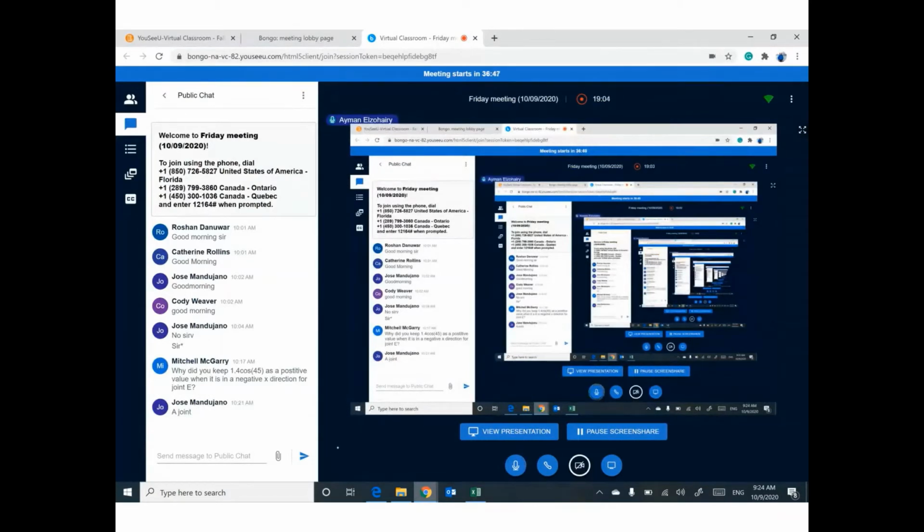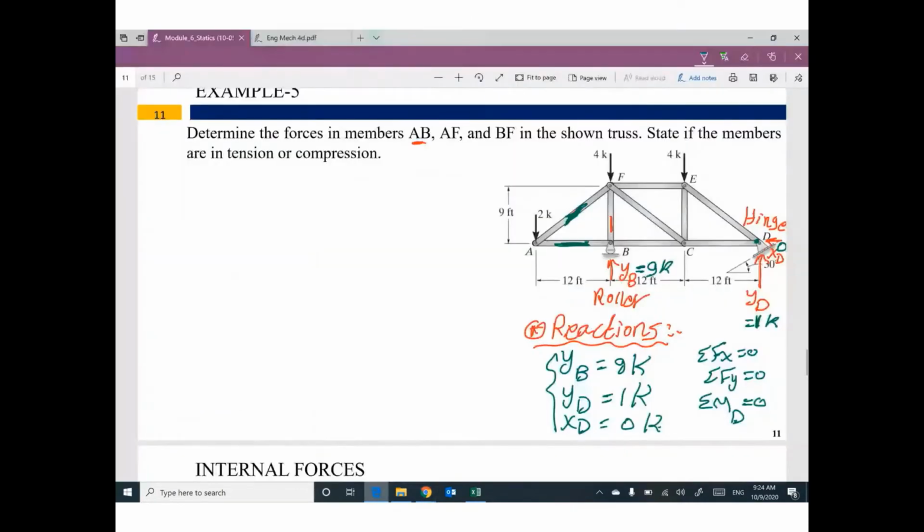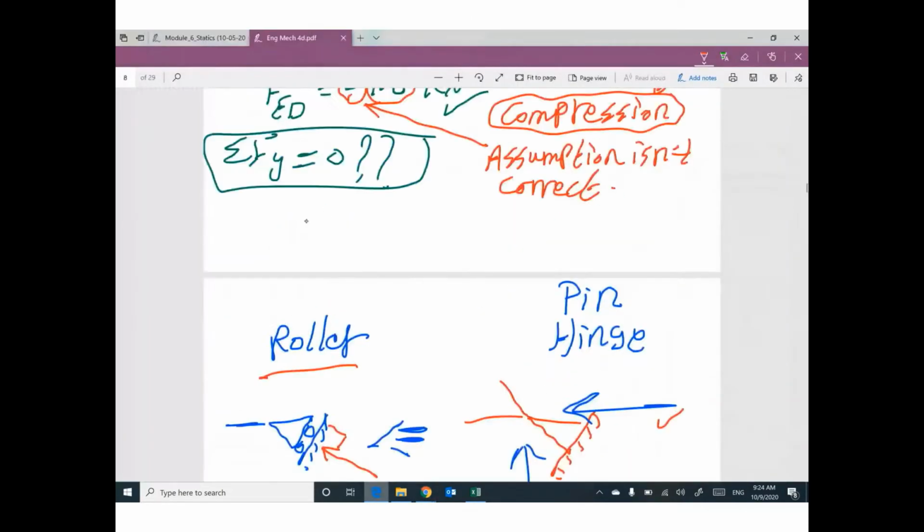Thank you, Jos. Mitchell, why did you keep 1.4 cosine 45 degrees? Are you talking about this one?